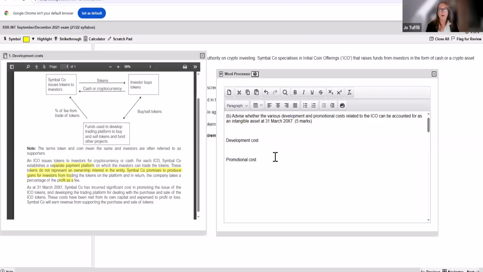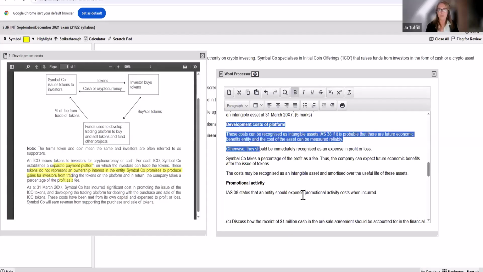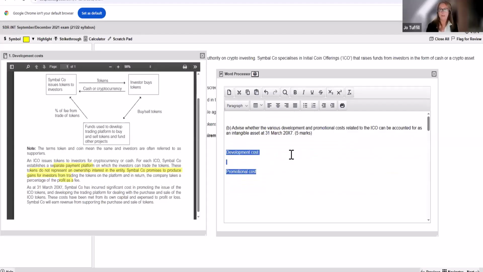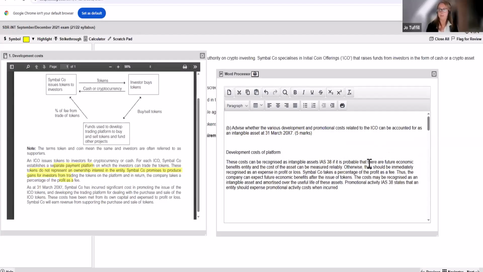So that's how I would build up my answer. Now, I'm not going to type it out because it's already there. So I'm just going to go through and show you where it is here. Let me just copy this back up and then we can pop it in and go through it. So the development costs of the platform, put in a separate heading. And then the promotional activity, I put in a separate heading.